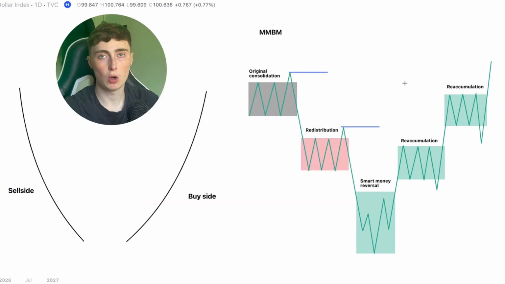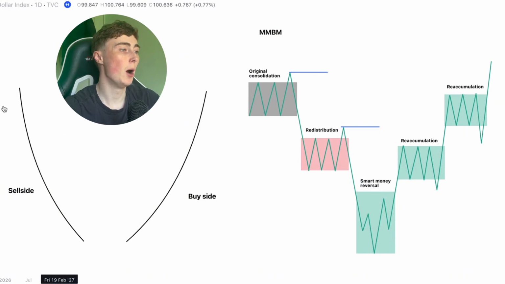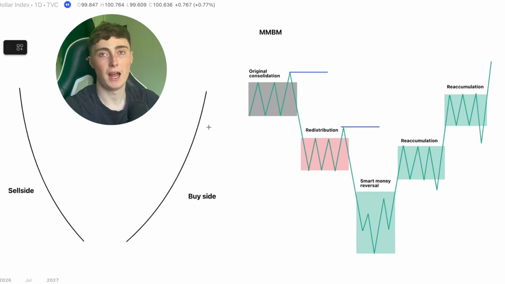So first of all, let's go over a bit what is a market maker buy model and sell model. Okay, so a market maker buy model essentially is a great way of predicting a bullish leg in price. And you'll see a market maker sell model is a great way of predicting a bearish leg in price. But we'll go over the buy model first.